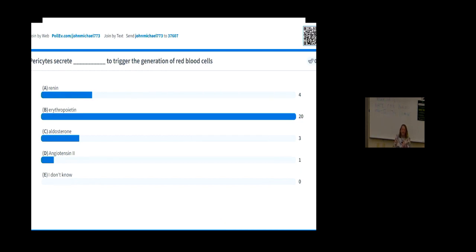Yes, most of you said erythropoietin. Fantastic job. It is EPO that is going to trigger the generation of additional red blood cells. When we talk about renin, aldosterone, angiotensin, those are part of the RAAS system, that is going to be a story from the kidneys in response to low blood volume.